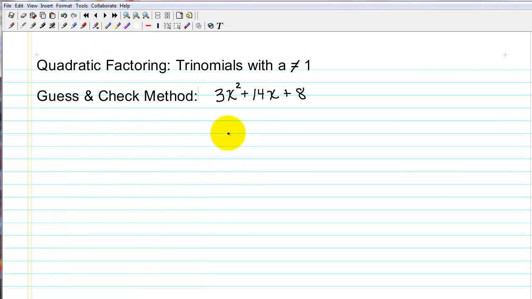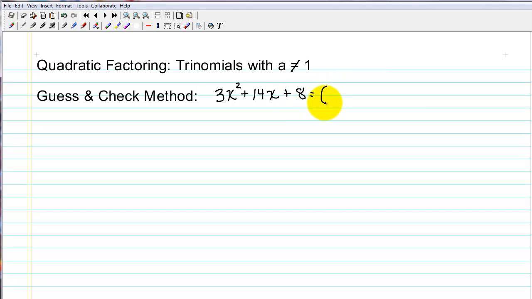Alright, our next technique is when the leading coefficient of the trinomial is not equal to 1. Now we'll have two methods here, one that works for simple problems and one for more complicated. First, we're going to be looking at our guess and check method.